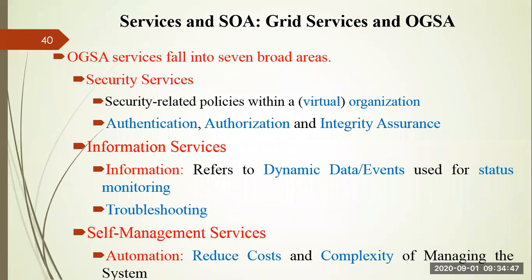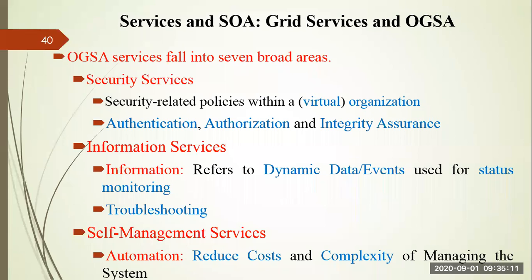Information service also provides one important part, that is called troubleshooting. So whenever your computer is facing some problem, it is showing some troubleshooting, right? It is giving a list of steps, you follow those steps in order to fix a particular error, right? The same thing is provided in the OGSA services using this particular area, that is called your information services.